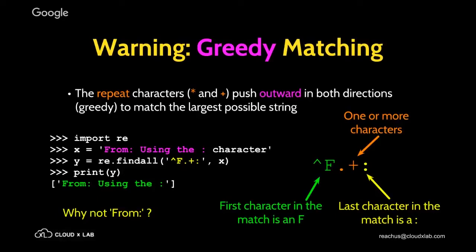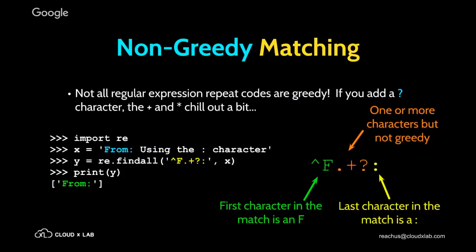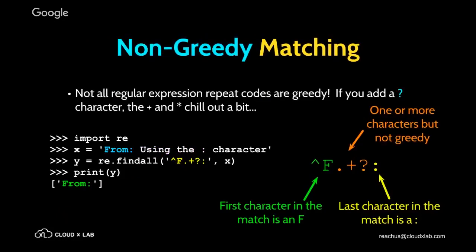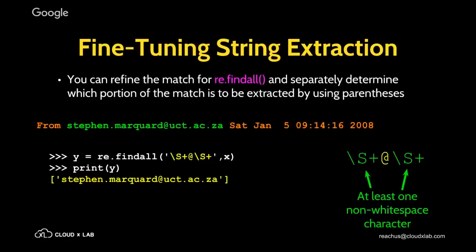The repeat characters asterisk and plus push outwards in both directions to match the largest possible strings. So basically asterisk and plus try to eat as much as they can very quickly, and they are pretty greedy in that sense. If you want to make it non-greedy, here you could basically use find all.